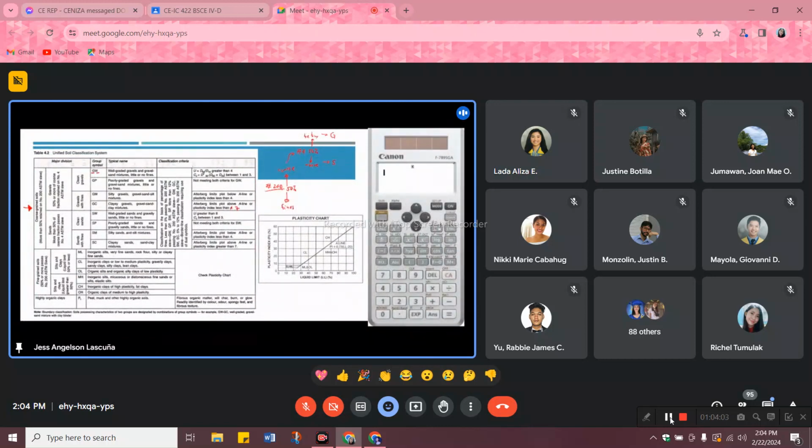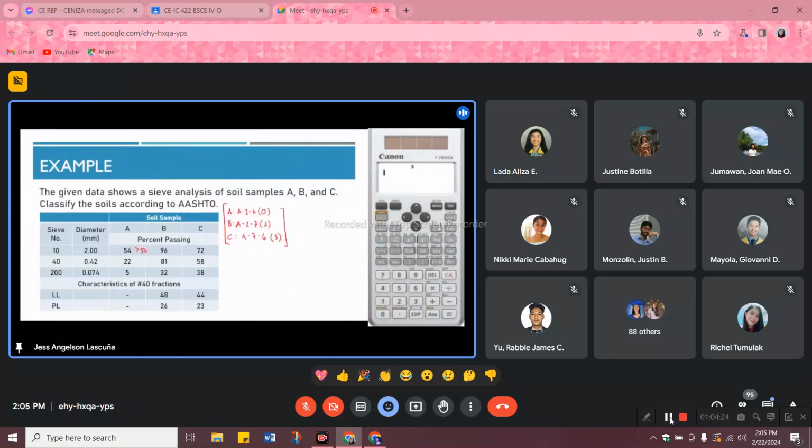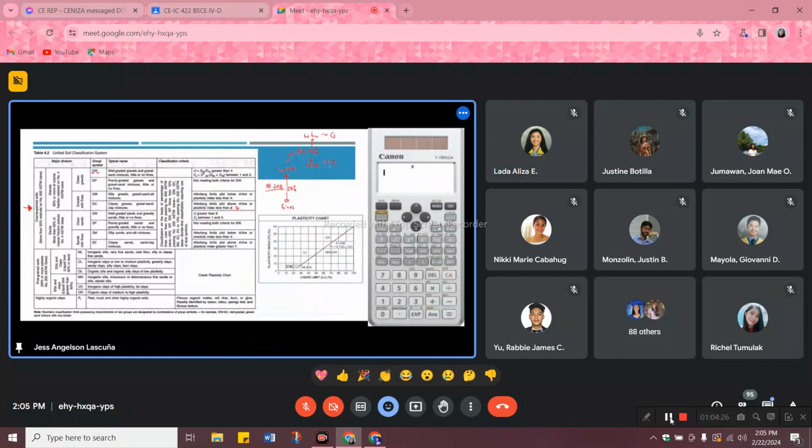So if the percent passing is below 50%, then it is considered as gravel. Now, how much is the percent passing the number 4 for soil A? 90%. So it is sand, and our first letter is S. So our possible answers are in the sands.